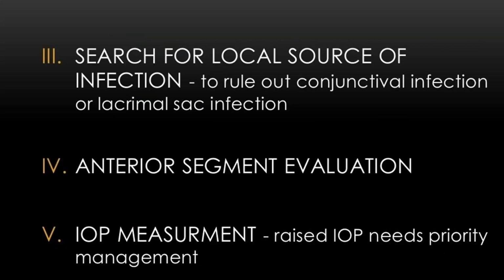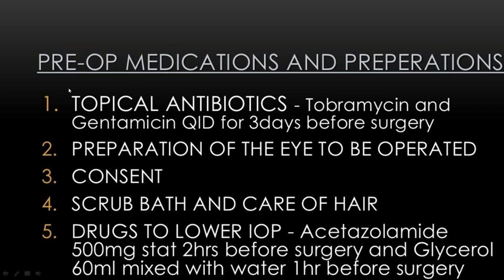Then search for a local source of infection. IOP measurement: raised IOP needs priority surgical management. Then pre-op medications and preparations. There's a topical antibiotic, preparation of the eye to be operated, consent, scrub bath, right? Drugs to lower IOP like acetazolamide. So IOP must be lowered before cataract surgery, otherwise it can lead to disastrous complications like suprachoroidal hemorrhage, right?